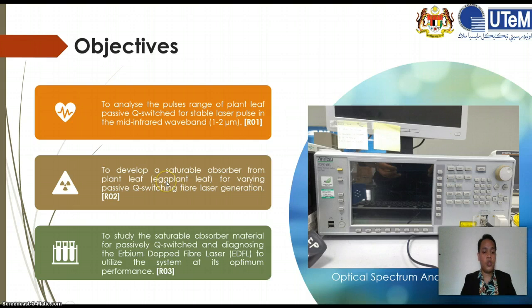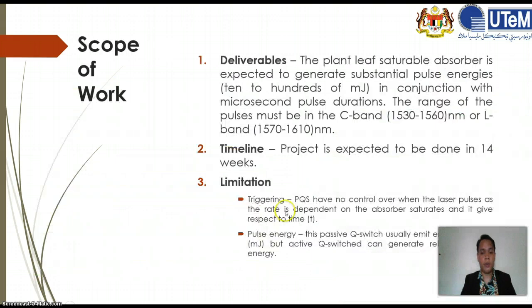In my research, I chose eggplant leaf. I will tell you why after this, for varying passive Q-switching fiber laser generations. And lastly, I want to study the saturable absorber material for passive Q-switching and to diagnose the EDFL, the gain medium, to utilize the system at its optimum performance.